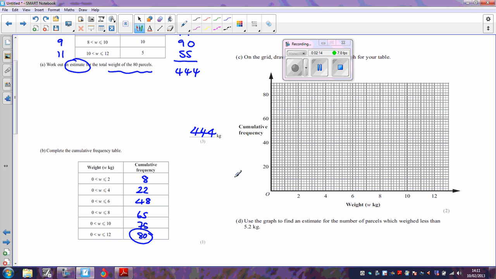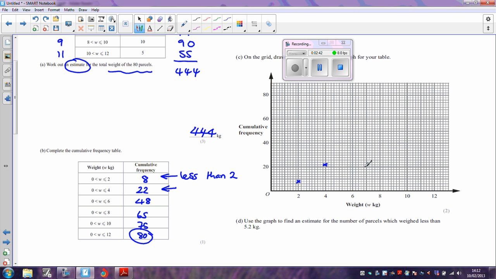So we're now going to use our cumulative frequency table to draw a cumulative frequency graph. And here it's important to understand what these cumulative frequencies mean. These 8 parcels have a weight of less than 2 kilograms. So in other words, I'm going to plot 2 against 8. The 22 parcels here have a weight of less than 4 kilograms. So I'm going to plot 22, which is there. Notice the scale here, the vertical scale is 1 square is every 2 units.